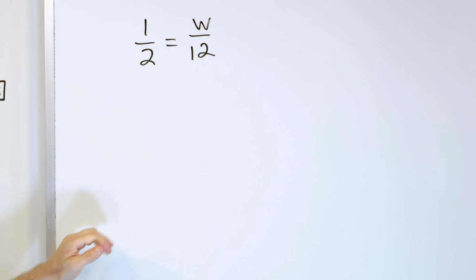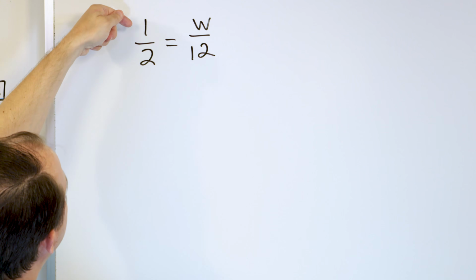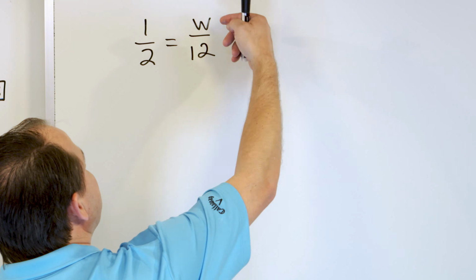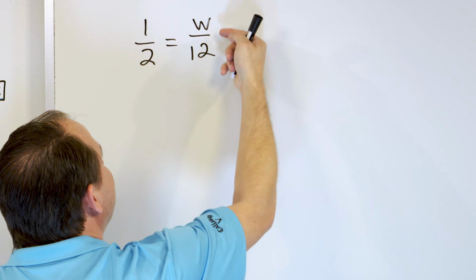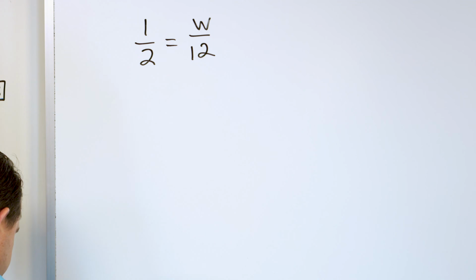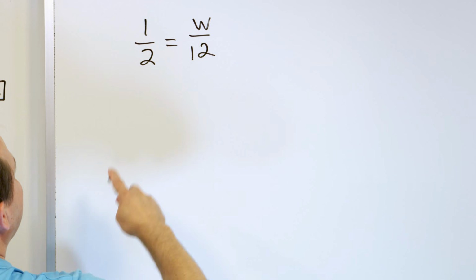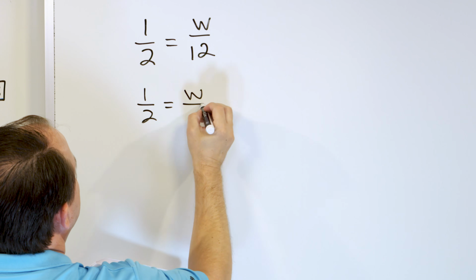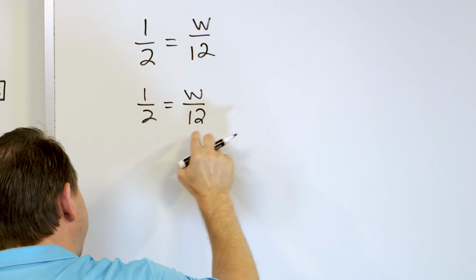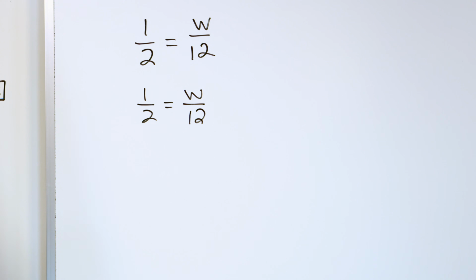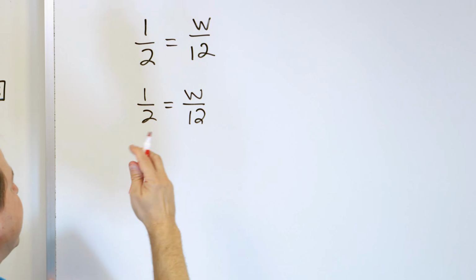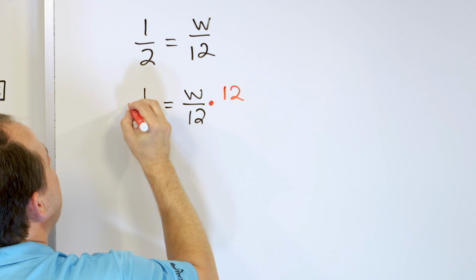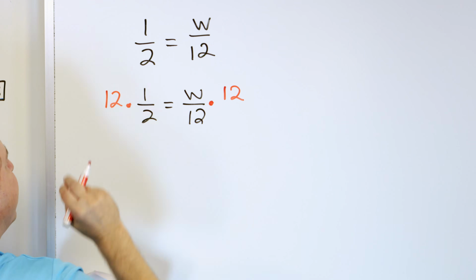But what we're saying is that this is a proportion because the ratio 1 as compared to 2 is the same thing as the ratio of whatever W is compared to 12. We want to figure out what W is. So let's rewrite the problem. We have 1/2 is equal to W over 12. Now we're dividing by 12 on the right. We want to get W by itself. The only way to do that is to do the opposite. Since we're dividing by 12, we're going to multiply by 12. And then over here, we're going to multiply by 12.